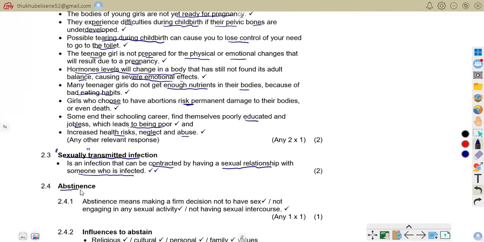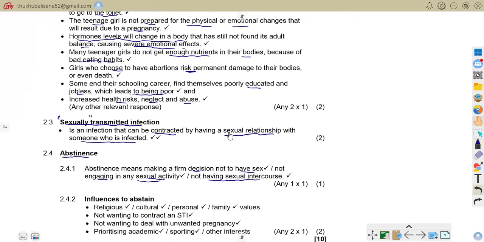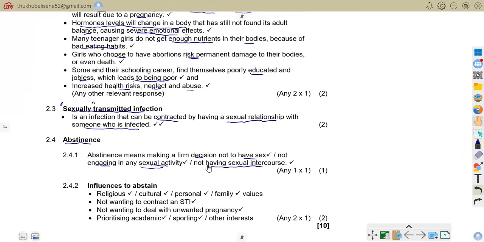Or abstain. Abstinence means making a firm decision not to have sex, not engaging in any sexual activity, not even sexual intercourse. This is whereby you are trying by all means to avoid sex, to not find yourself getting into sexual intercourse, trying by all means not to get the diseases that come with sex, where we are trying by all means not to get those sexually transmitted infections.